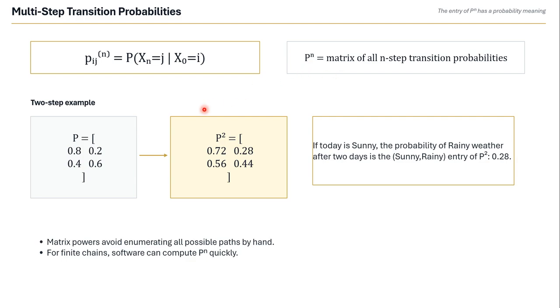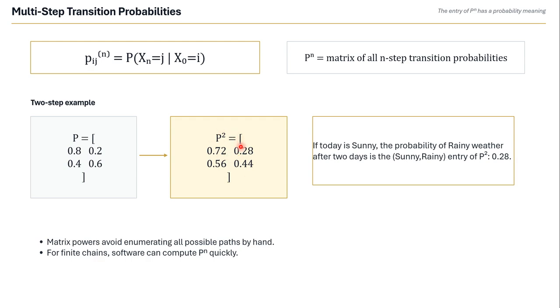For the weather example, the transition matrix P is row 1: 0.8, 0.2 and row 2: 0.4, 0.6. If we compute P squared, we get row 1: 0.72, 0.28 and row 2: 0.56 and 0.44. This means, for example, that if today is sunny, the probability of rainy weather after 2 days is 0.28. This is the entry in the sunny row and rainy column of P squared.